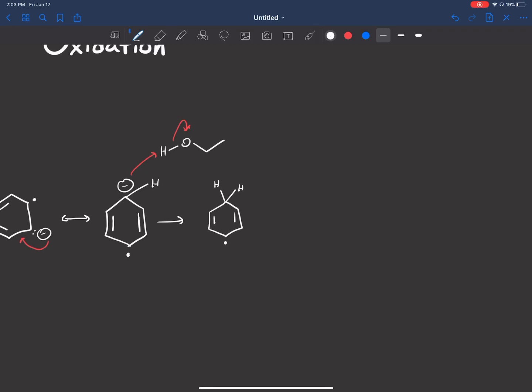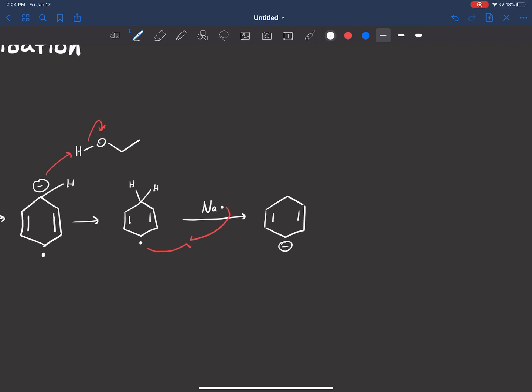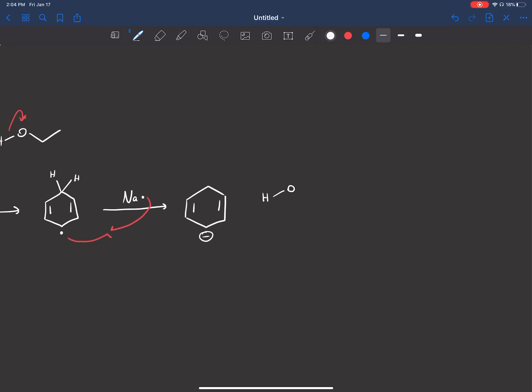Now what happens is another sodium radical is going to react with our existing radical. And because those two electrons combine, we now have a lone pair there. All right, here's that negative. And again, we react with one of our EtOH molecules. It takes that H, it breaks off, and we get this compound now. All right. So this is the Birch reduction.